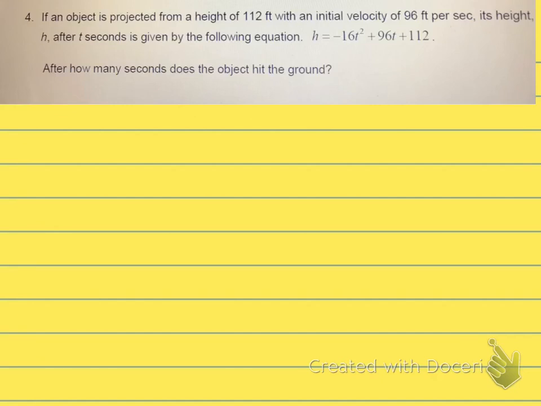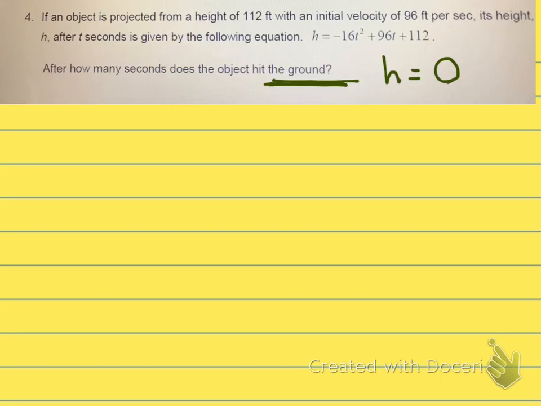What we do need to figure out is after how many seconds does the object hit the ground? And the only thing you need to know here is what is the height when you're on the ground? How tall are you if you were on the ground, right? 0. So we have to know that the height is 0 if you're on the ground, and we're gonna plug that in right there. All right, let's do it.